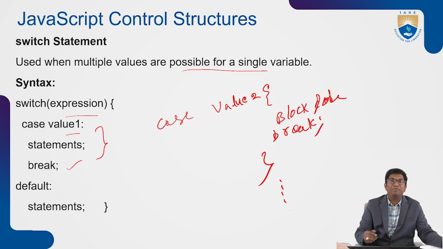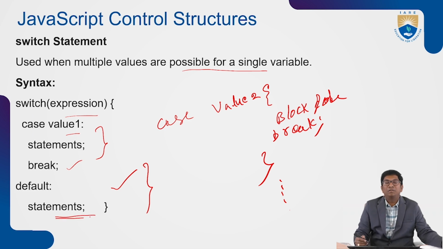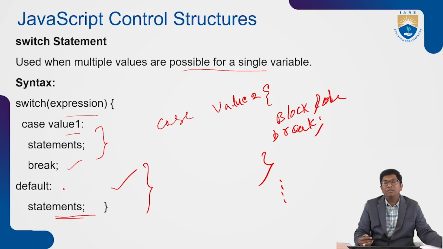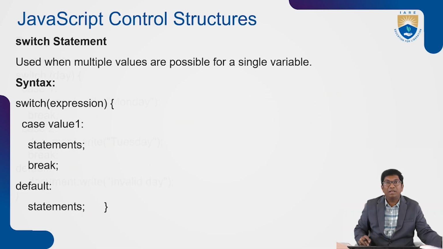If all the statements fail and do not match the value, then it goes to the default block. So it executes the default statement. Same like nested if, not satisfying any condition, then it goes to else. Here it displays the default. If all the above conditions fail, then it goes to default. Okay. So that is the use of the switch statement. We'll see a simple example.